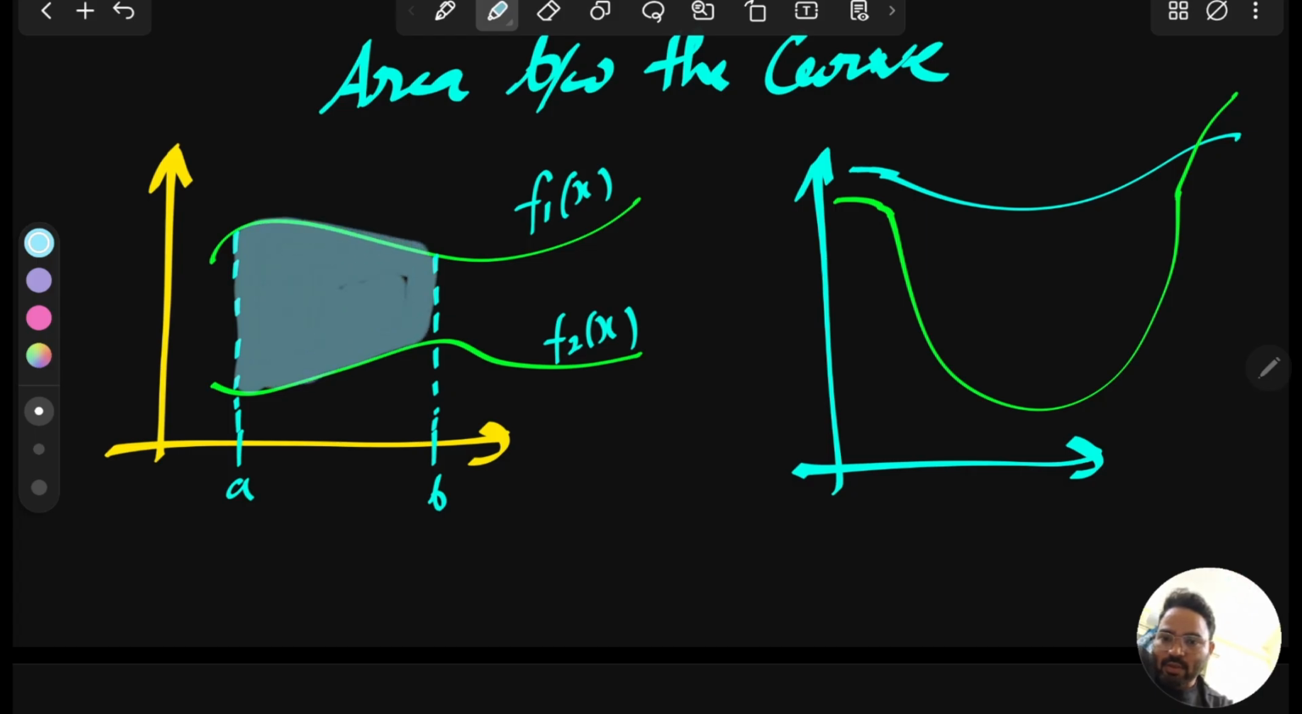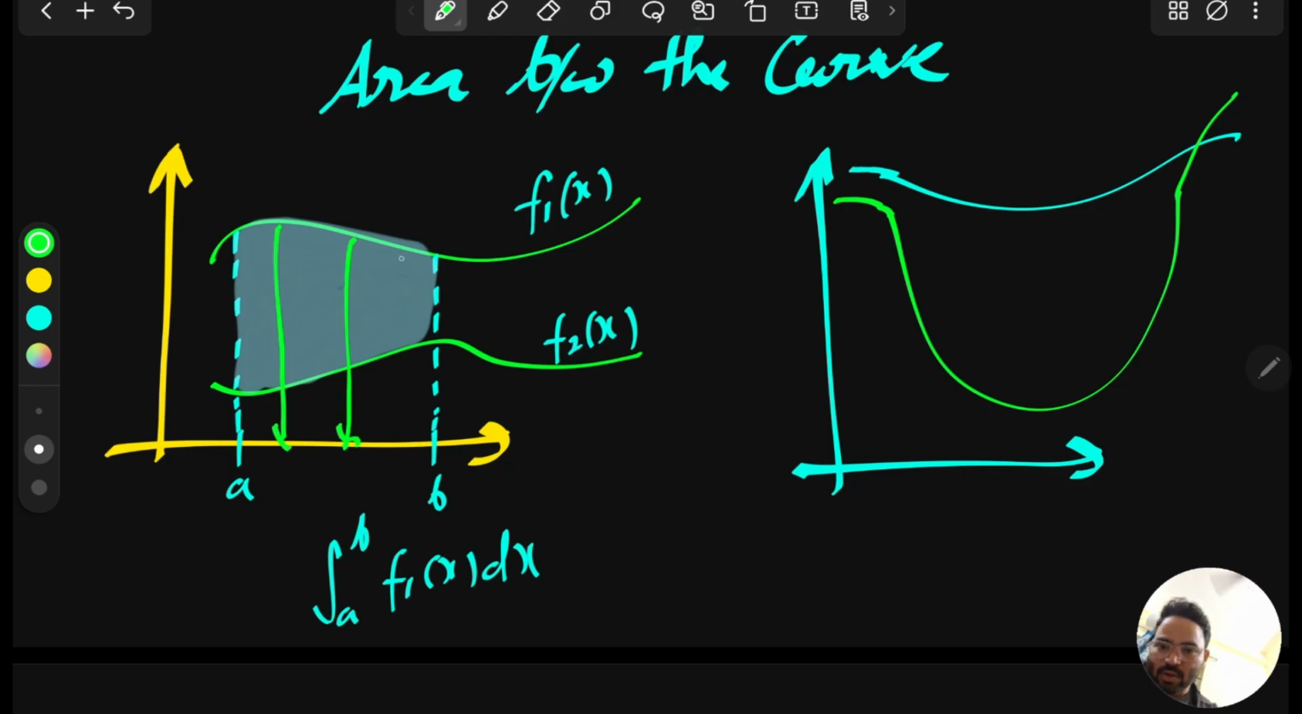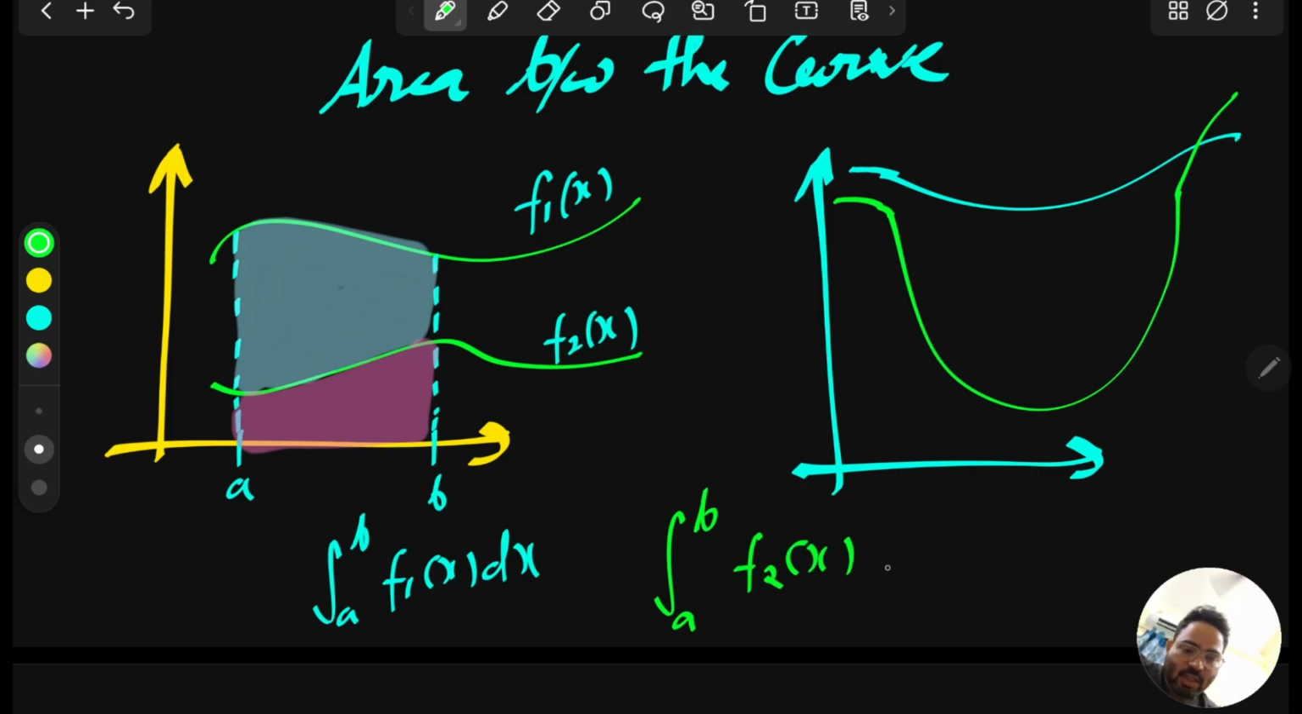If you find the total area from a to b, the integral of f1(x) dx, then this will give you the overall area from here to here. But we have to subtract this area. Which area do we have to subtract? We have to find the area under this curve from a to b, and this curve is f2(x). So total area minus this area.